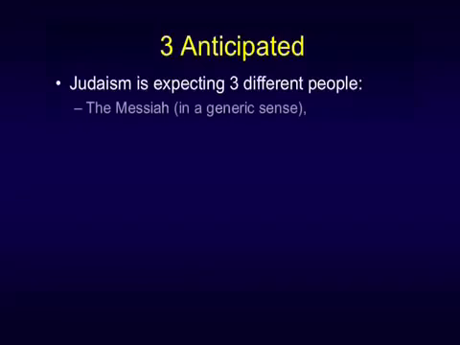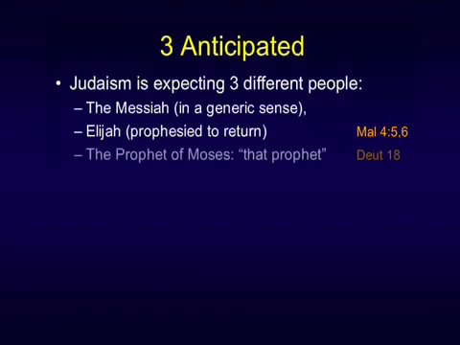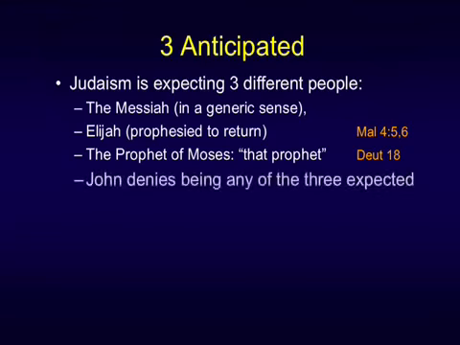There are three anticipated. Judaism was expecting three people. The Messiah, of course, at least in the generic sense. Elijah, who was promised to return in Malachi 4. And the prophet of Moses, that prophet as they call it, Deuteronomy 18. And John denies being any one of those three.